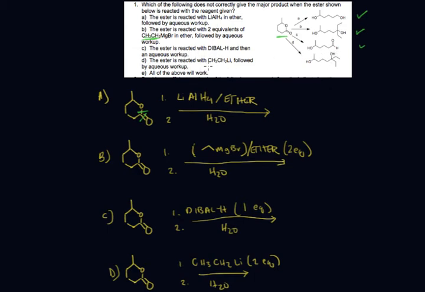D says the ester is reacted with CH3CH2Li followed by an aqueous workup. And for D, you're talking about two equivalents of that. And again, that is the product. And so the answer to this one is E. All of those products are formed.